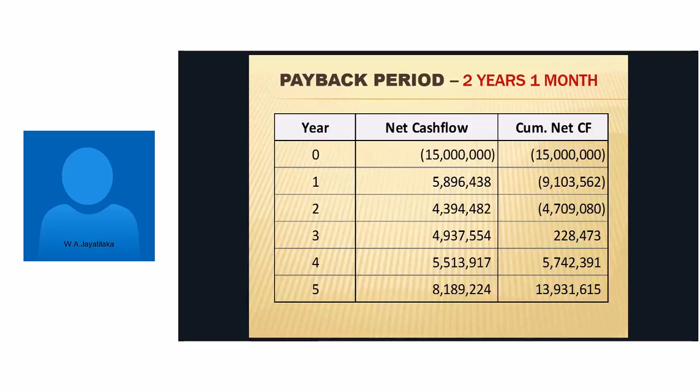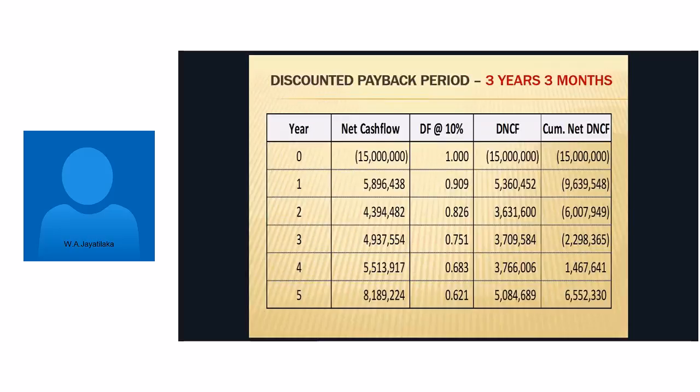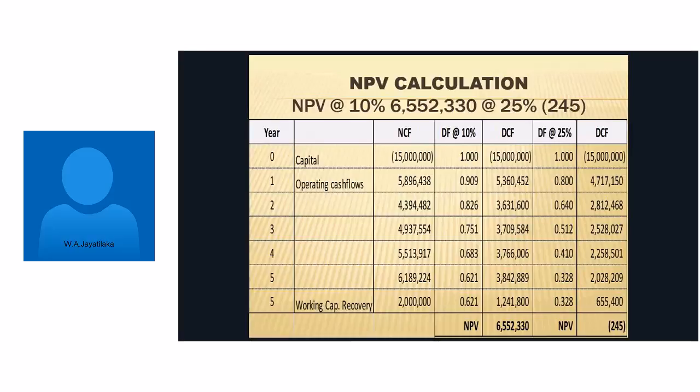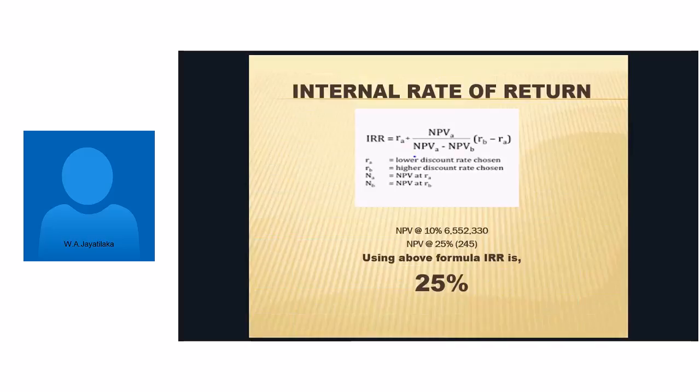Then the payback period is 2 years and 1 month, and the discounted payback period is 3 years and 3 months. In order to arrive at NPV, I have calculated the same cash flow at 25% and arrived at negative 245. So using the negative and positive NPV calculations, I have arrived at an internal rate of return of 25%.